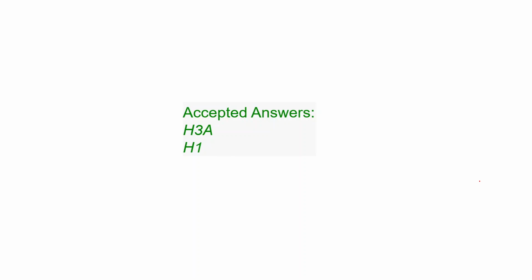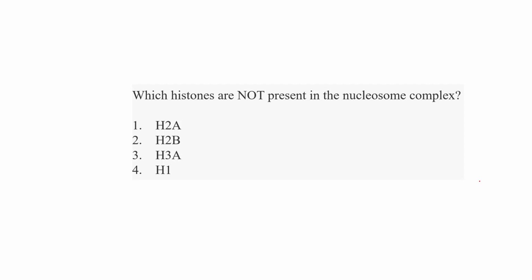See, if you remember, the nucleosome core is a histone octamer. Octamer means 8. So it has 2 H2A, 2 H2B, 2 H3 and 2 H4. And H3A is not even a histone molecule. There is no histone named H3A. So H3A becomes out of question, first of all.